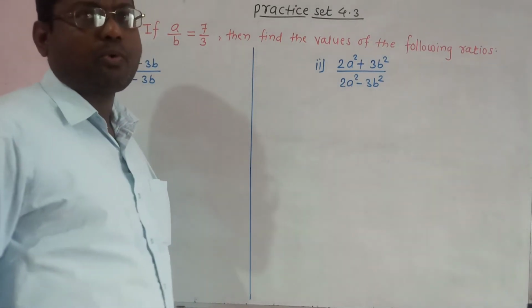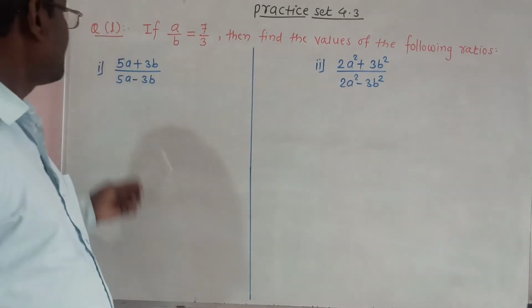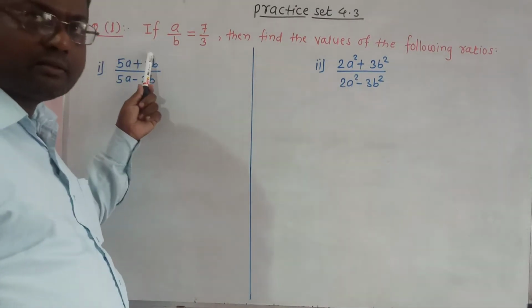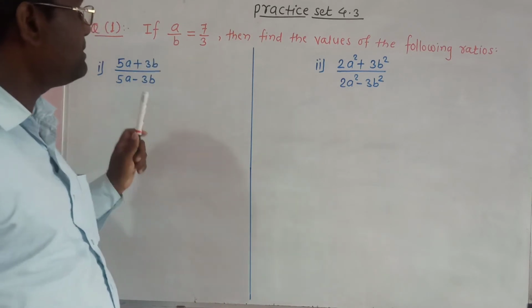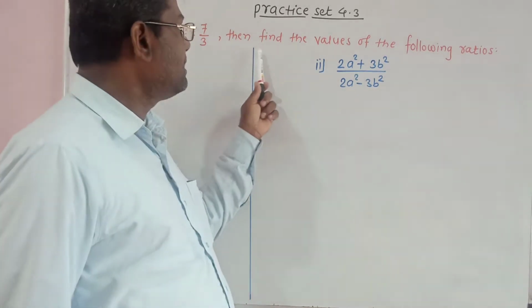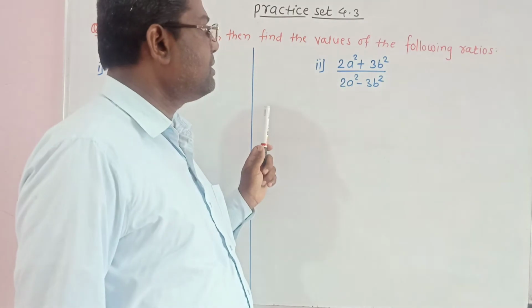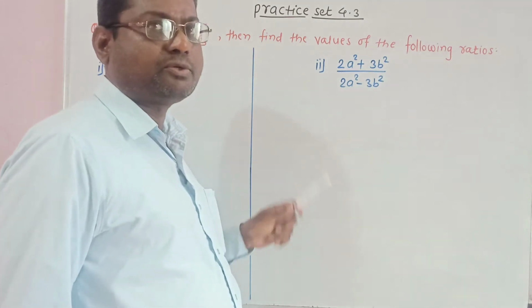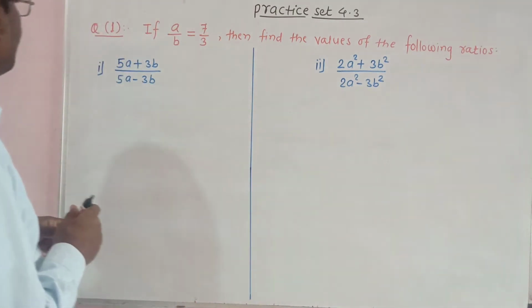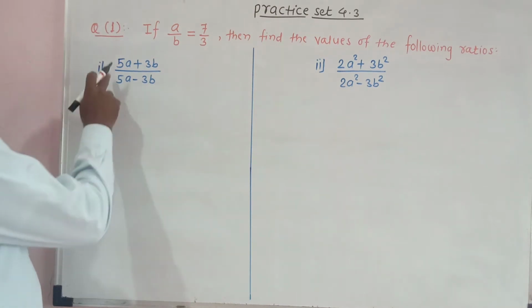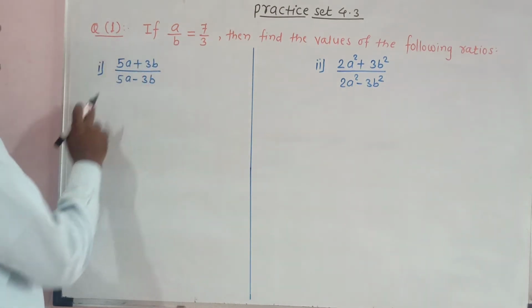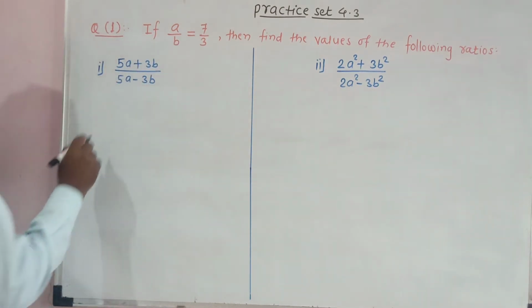Practice set 4.3. Question number 1. If A upon B is equal to 7 upon 3, then find the values of the following ratios. Example number 1. 5A plus 3B upon 5A minus 3B.